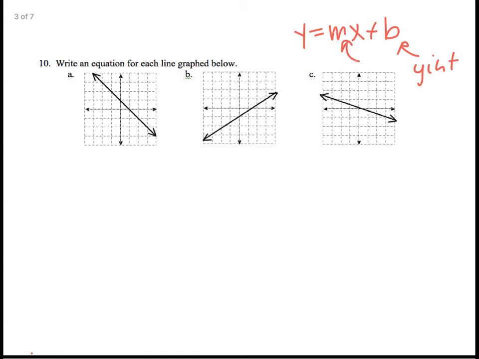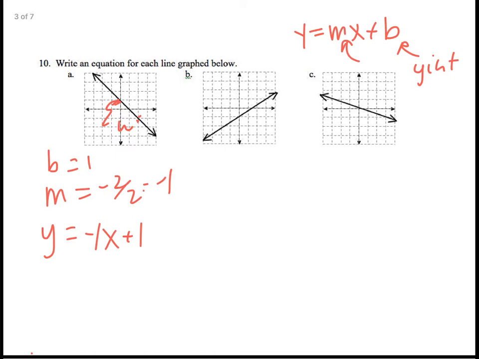So for A, here's my y-intercept right where it crosses there, so my b is 1. For my slope, I think I used this point and the point right there, so you had to go down 2 and over 2, so it's negative 2 over 2, which is negative 1. So then my equation was y is equal to negative 1x plus 1.